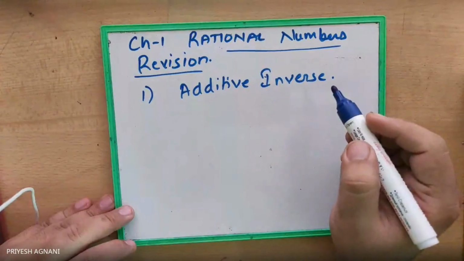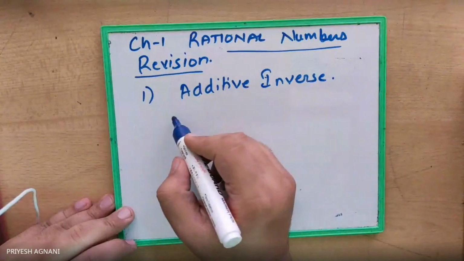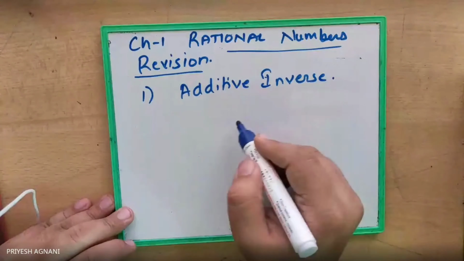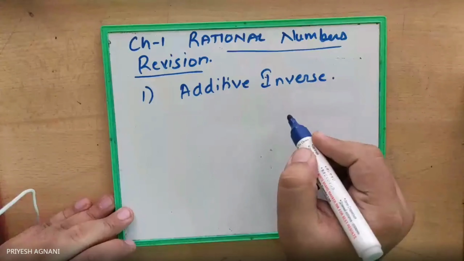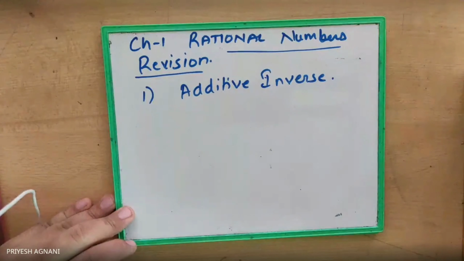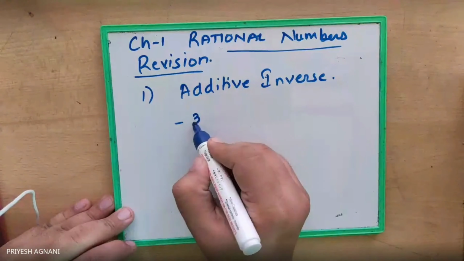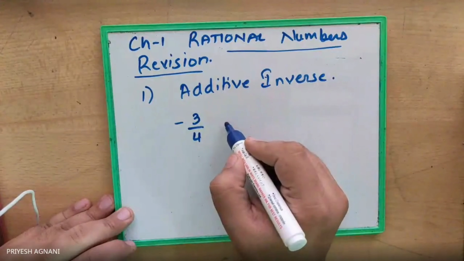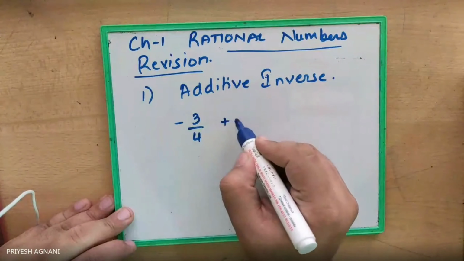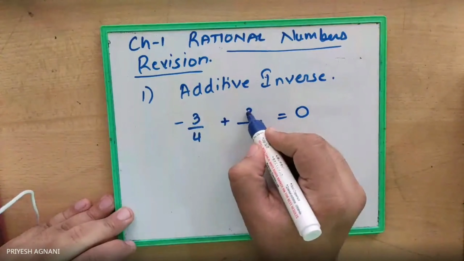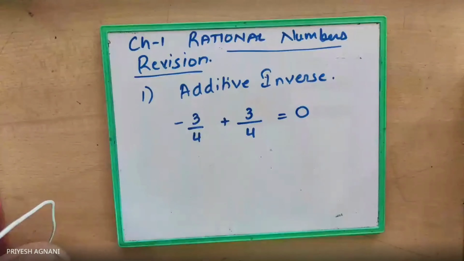Additive inverse means whenever a rational number is given, you have to put the value in such a way that when it is added to that rational number, the value becomes 0. For example, it is given minus 3 upon 4. Here, you have to add in such a way that the answer becomes 0. So it will be 3 upon 4.